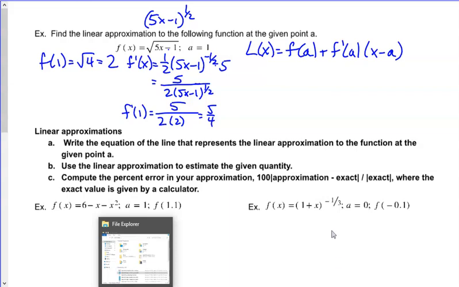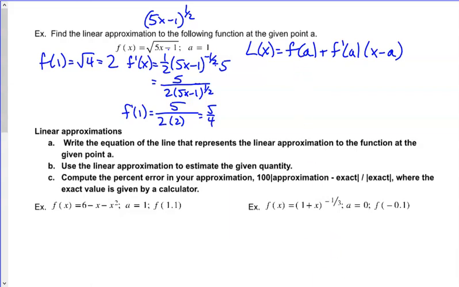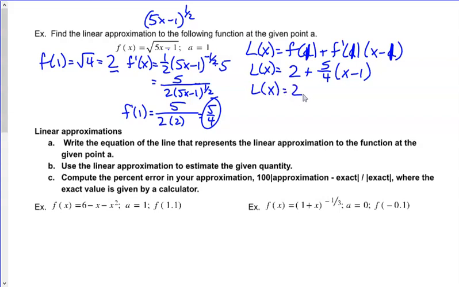So now, can I use that to write the linear equation? Absolutely. L of x here is equal to, now you can change each one of these to the 1 if we want, because that's our a value. So f of 1 we found was 2, plus f prime at 1 is 5/4 times x minus 1. And now it's just simplifying that right side. When I distribute my 5/4, I get 5/4 x minus 5/4.